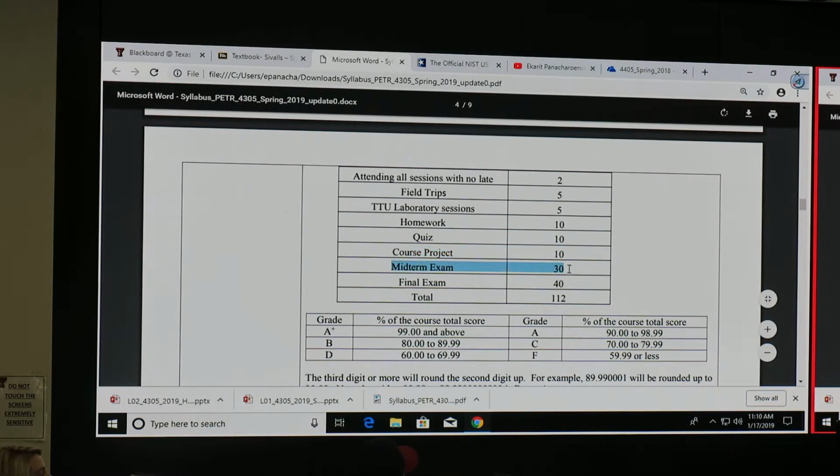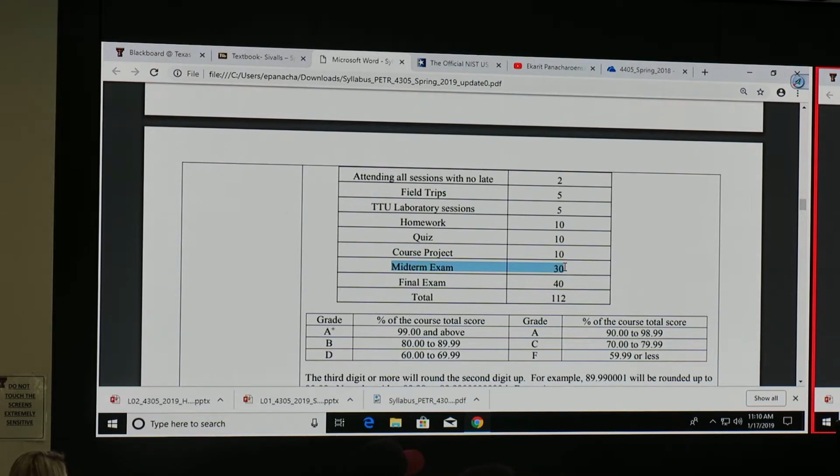Midterm exam, 30 points. I plan to have straightforward questions. No tricks. No difficult questions, because if you cannot do it, you will stay with me again next year. Final exam, 40 points. Total points is 112. If you get more than 99, you get A plus. More than 90 to 98.99, you get A.